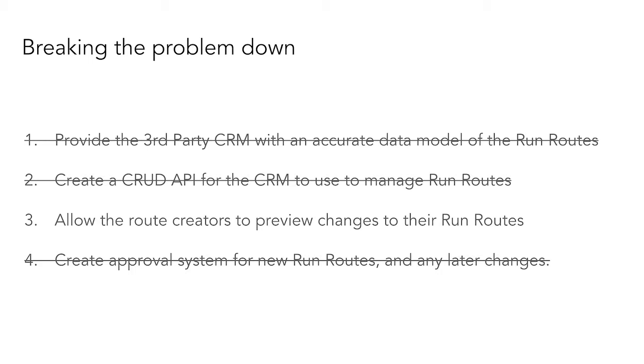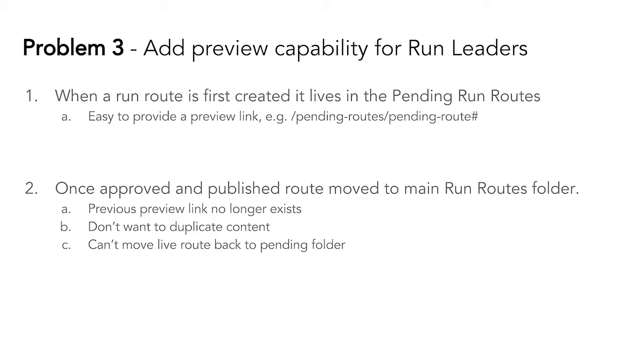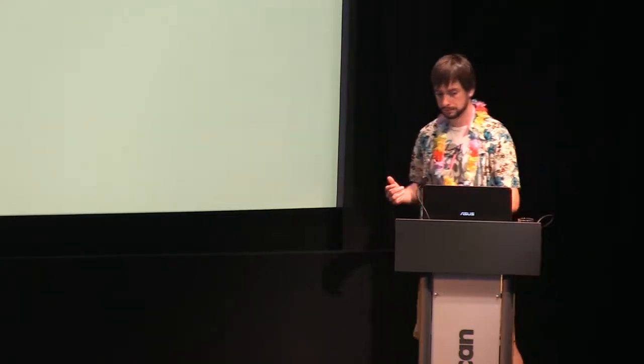The last thing we need to do is this preview ability. So looking back to it, when it's first created, it will live in that pending run routes folder. It's fairly simple to give them a useful link that can only be found if you have that link. It won't appear in a search. But once it is live, as I said before, we can't move it back into that pending folder. We don't want to duplicate it. And that previous link will no longer exist.